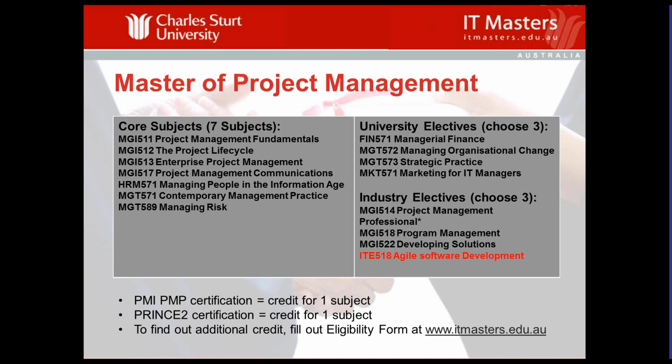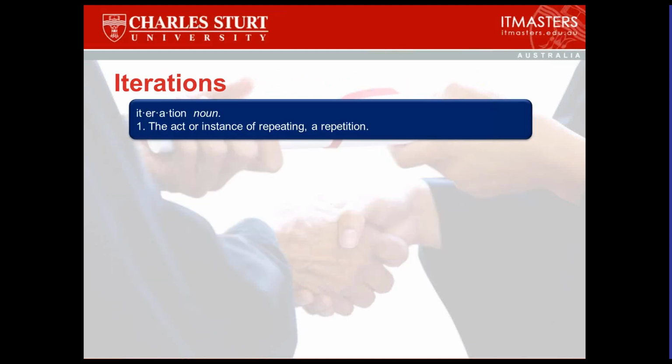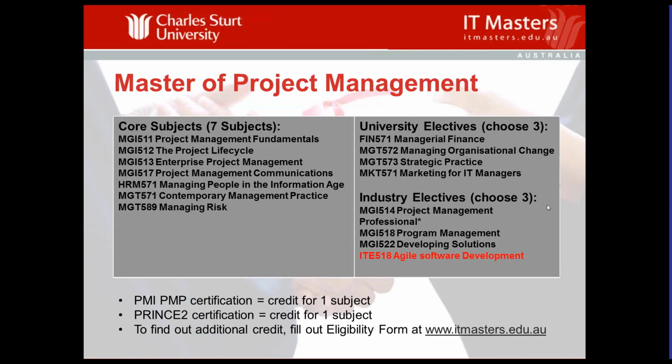The other interesting fact is that we offer credit in this masters on the basis of industry certification. So you can see down the bottom there that if you do hold the PMP certificate, we'll give you credit for 1 subject into the Masters. Similarly, for the Prince 2 certification, credit for a subject. And obviously, if you hold any Agile certification, you potentially could get credit for the Agile software development subject as well. So plenty of stuff to interest people there.